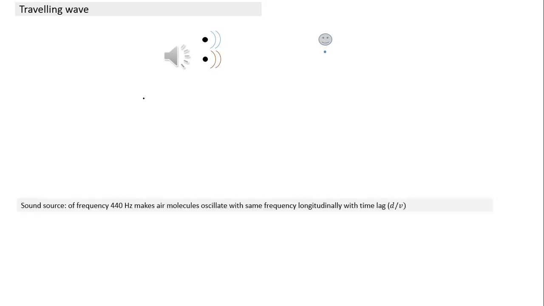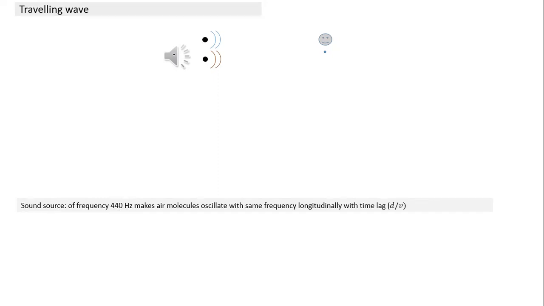Okay, let's try and understand beats, what way it is different from other two. Beats is a phenomena which is very commonly used in music for the purpose of tuning of musical instruments. Suppose there's a sound source here, and there's a sound source here, and this sound source emits sound of frequency 440 hertz. 440 hertz is a very common frequency used in music, typically used for tuning of musical instrument.